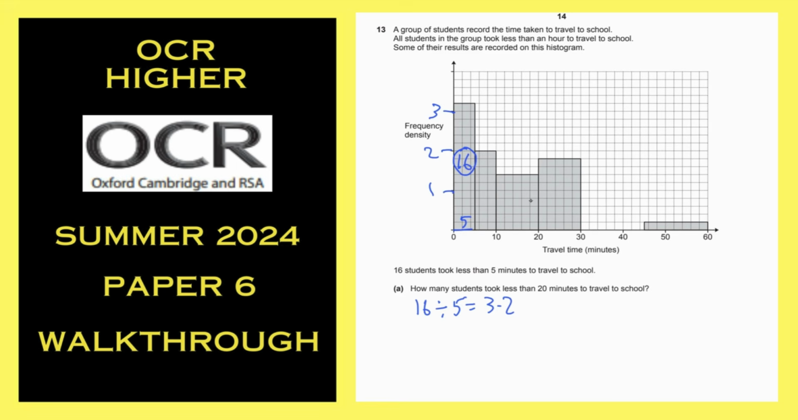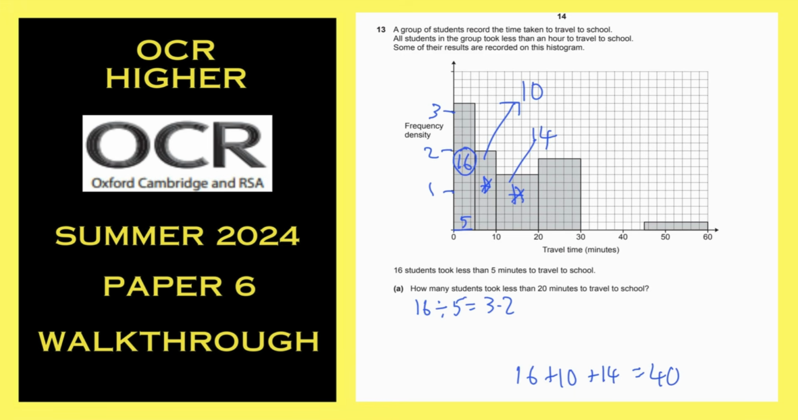How many students took less than 20 minutes? Well, we already know 16 of them did. Now what about this one? Its width is 5, its height is 2. In we go. What about this one? Its width is 10, its height is 1.4. There's 14. We have our total.